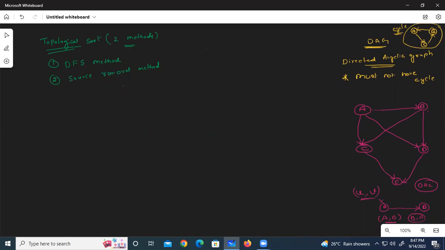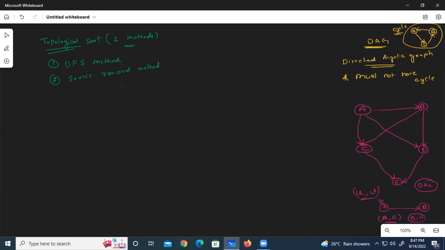So this is the first vertex. From here to here I am moving. So without A, I cannot reach B. That is the reason why first you have to write the vertex A, and after that you have to write the vertex B. If you want to reach the vertex B, you have to finish A first. Nothing but you have to visit A first, then only you can visit B. This is the meaning.